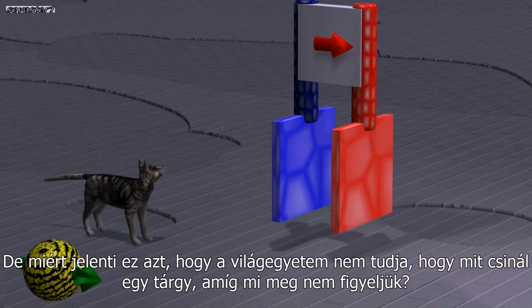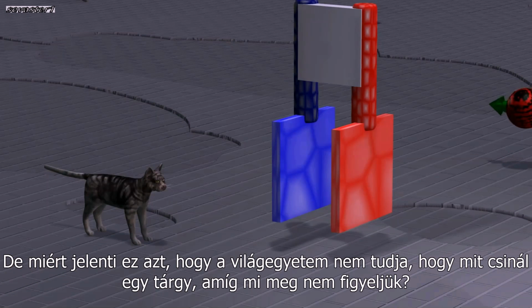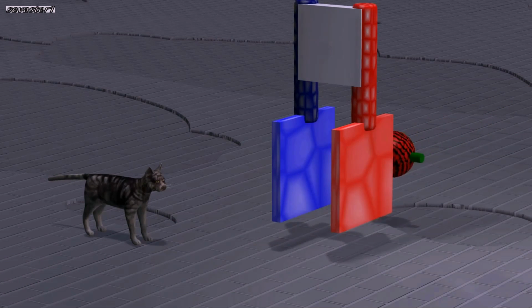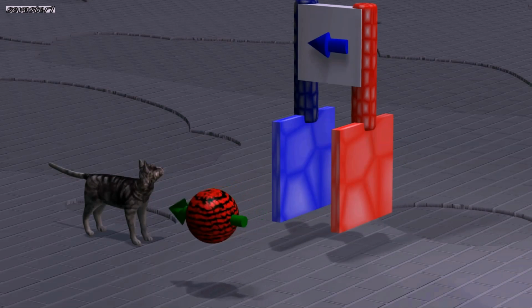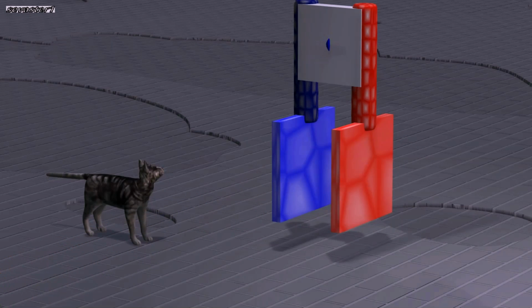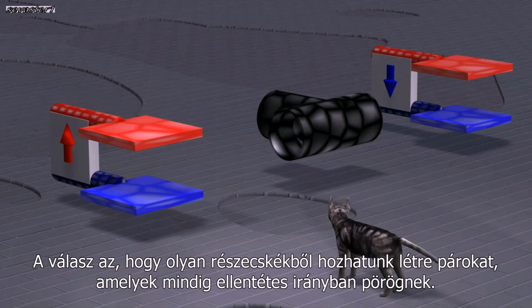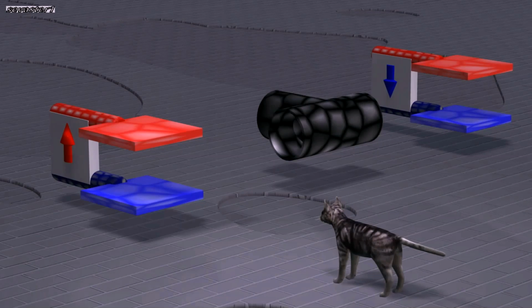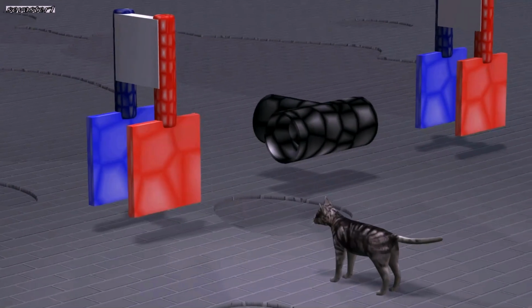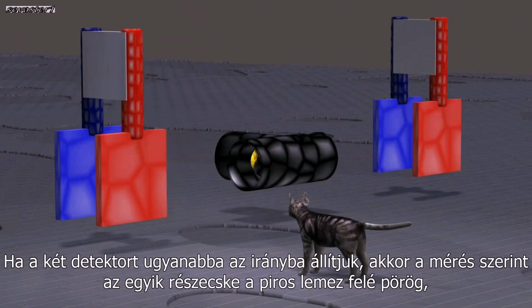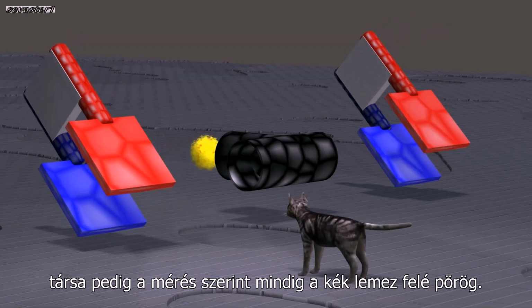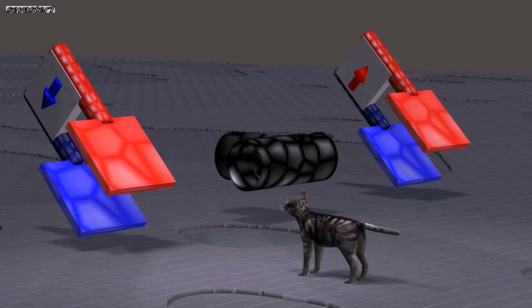But why does this mean that the universe does not know what an object is doing until we observe it? The answer lies in the fact that we can produce pairs of particles that always spin in opposite directions. If the two detectors are aligned in the same direction, then when the spin of one particle is measured to be towards the red plate, the spin of its partner is always measured to be towards the blue plate. This is true 100% of the time.